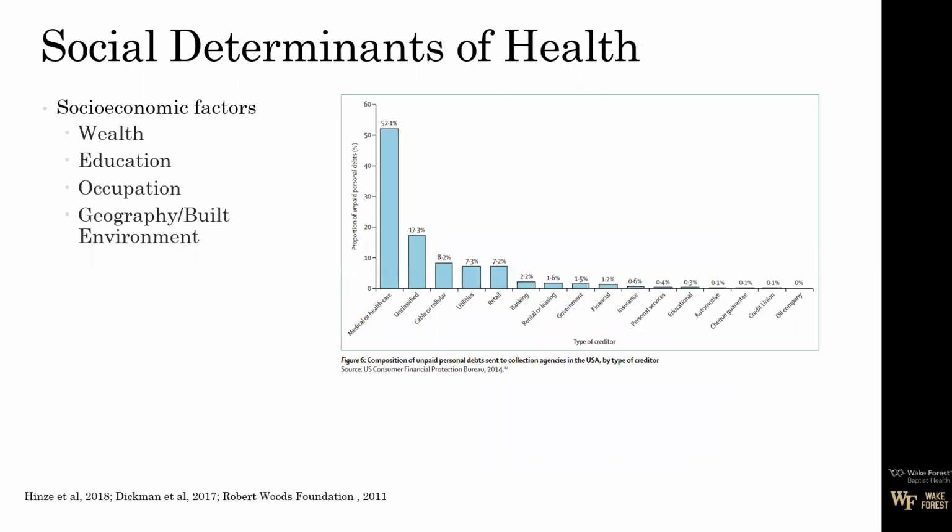So we're going to break down social determinants of health into two different types of factors. The first being socioeconomic factors. First, we're going to talk about wealth. Wealth is our access to certain resources. The less resources you have access to, of course, your health outcomes are going to be more poor.